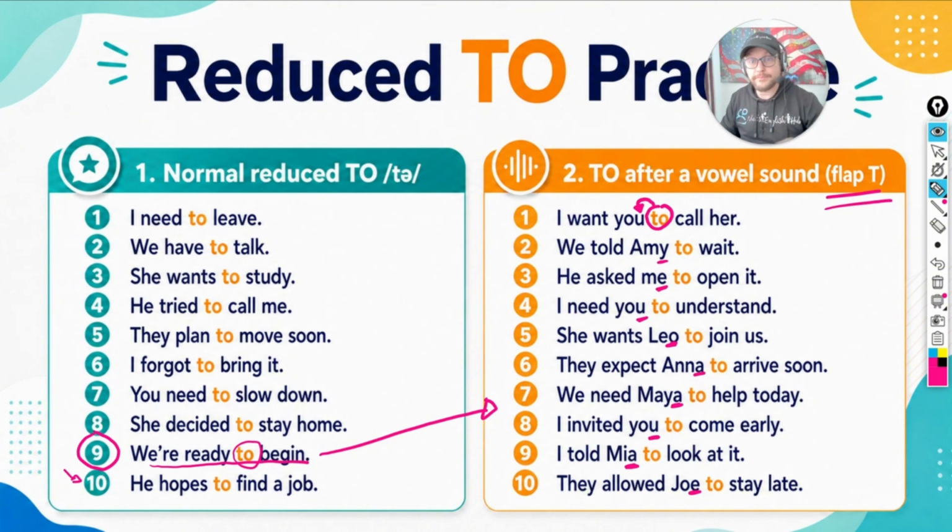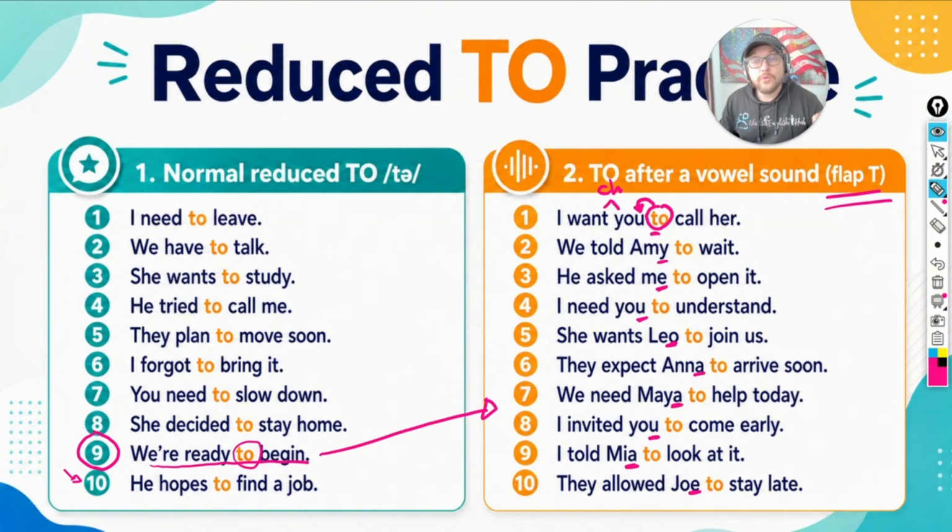Here we go. Number 1. I want you to call her. Now, quick note, the T and the Y, it makes a CH sound. I'll make another video about that a little bit later on. I want you to call her. I just want you to focus on the T for now. I want you to call her.